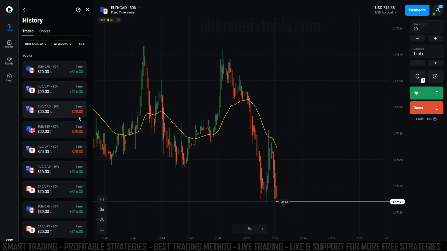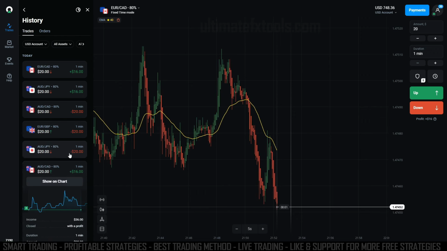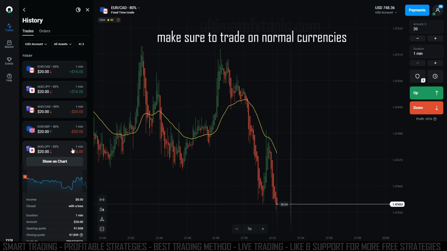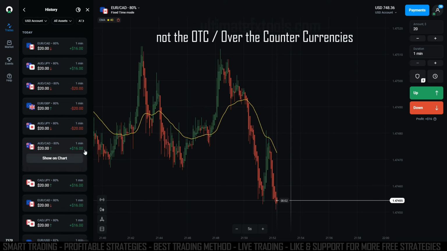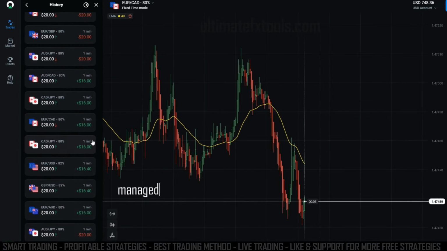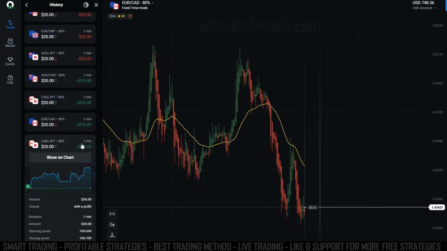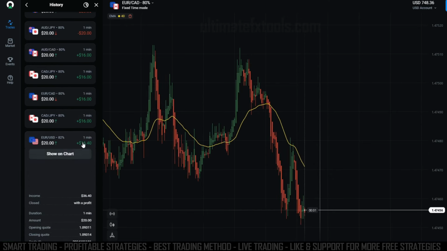This will lead us to success while trading with Olymp Trade, and also by having the Smart Trade as our primary signal indicator. Make sure to trade on normal currency, not the OTC or over the market currencies. We got 3 losses here, but managed to gain positive income on our daily trading target. We used our risk management system to minimize trading loss.